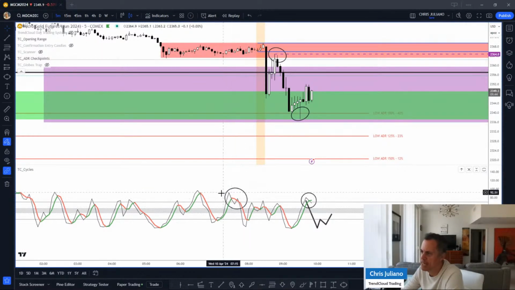When you see this pattern take place inside of a consolidation, that's when you want to go short. Okay, so we had consolidation. We had a nice double crossover here, right? High, lower high, start to cycle down inside of this consolidation.